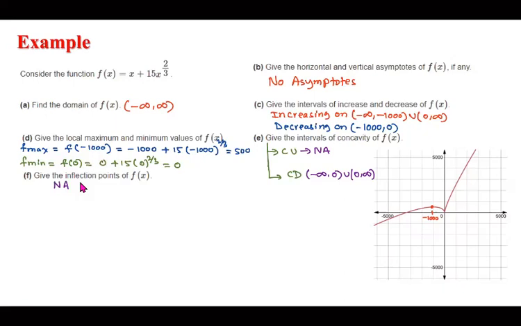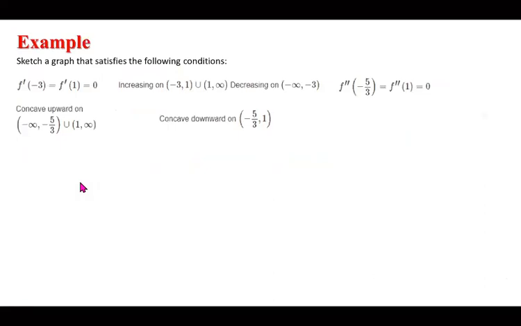Okay, I hope this is helpful. That is your 7th example. We have a few more to go. Let's move on to example 8. In example 8, we are asked to sketch the graph that satisfies these conditions here. So many conditions are given and we have to sketch the graph.